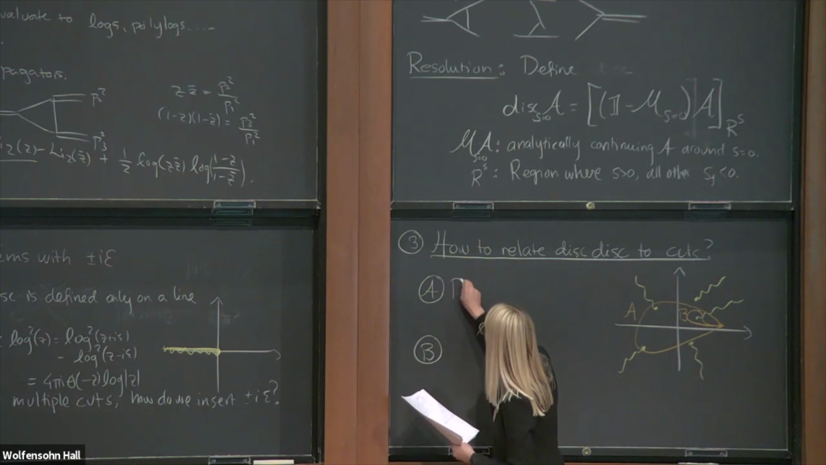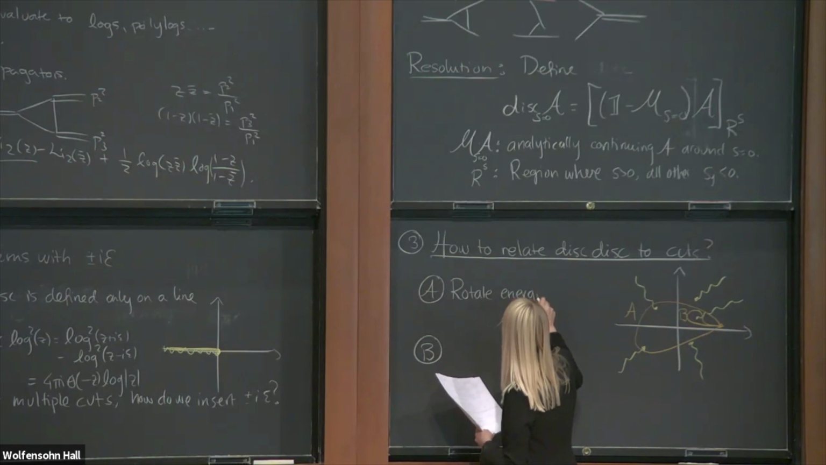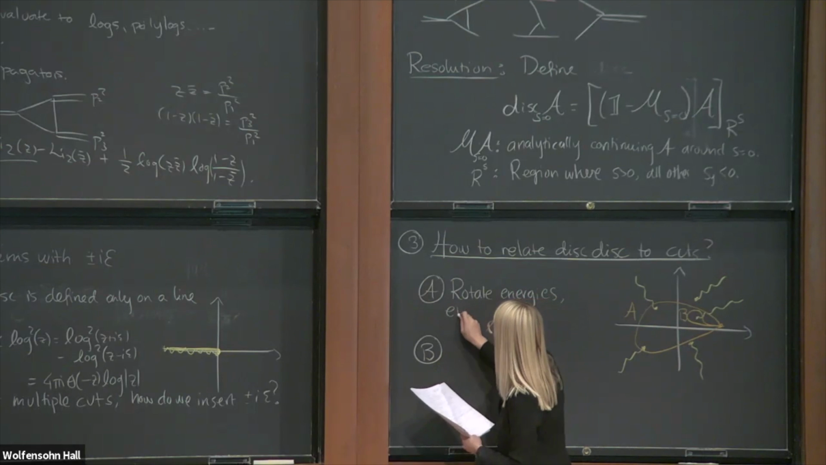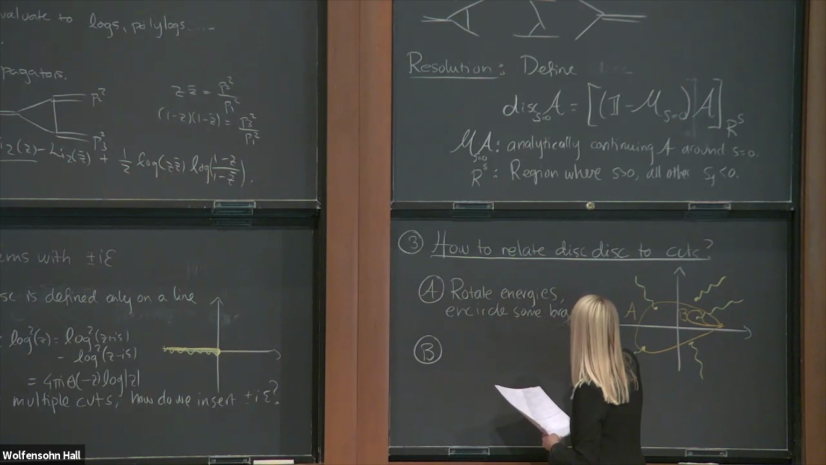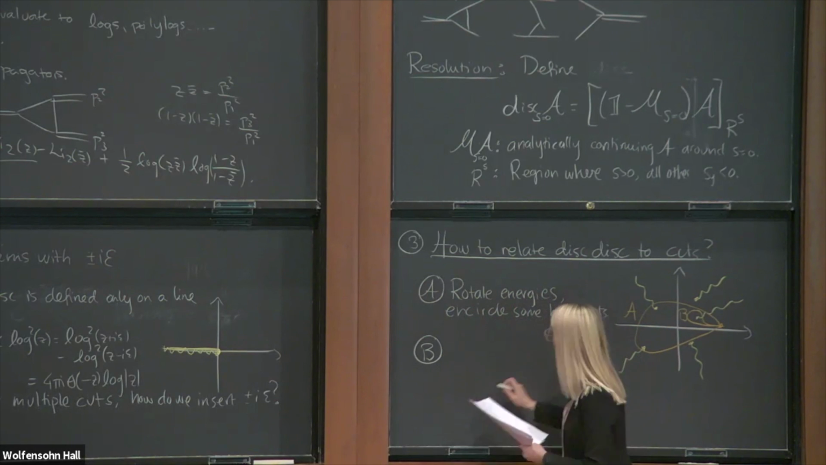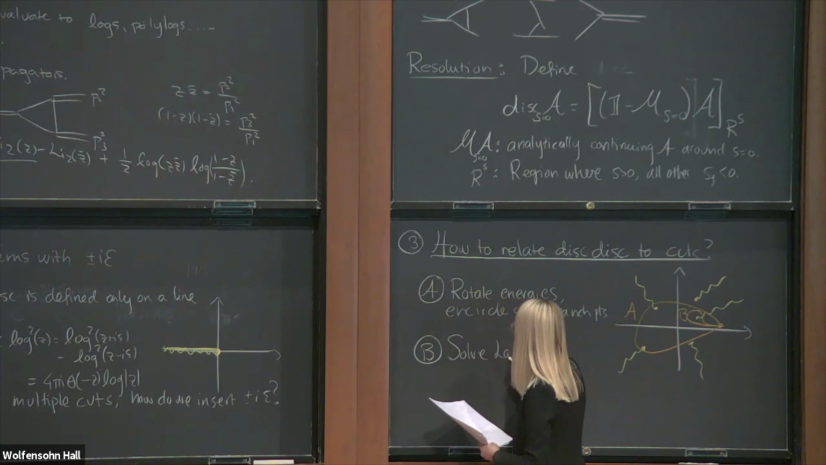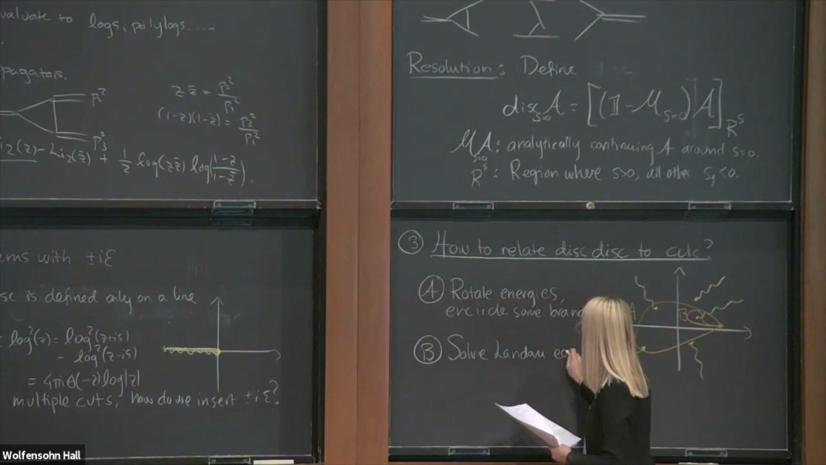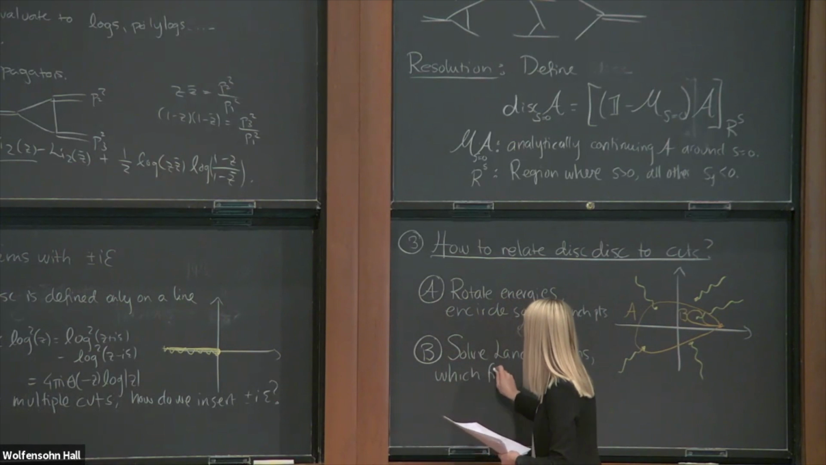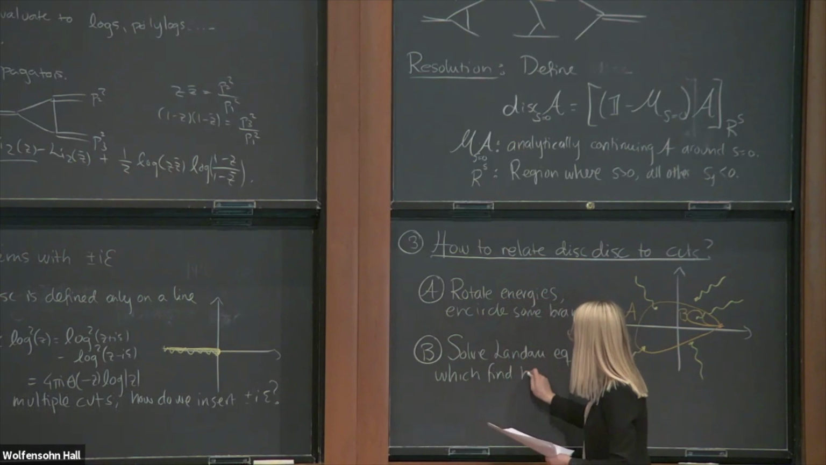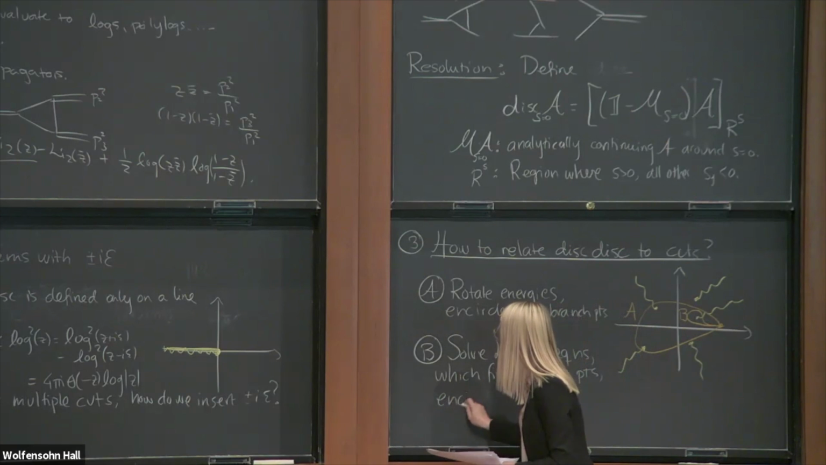So let me say, in A, what we do is rotate the energies and encircle some branch points. While in B, we are going to solve the Landau equations, which I'll talk about later. But the important part is that they find the location of these branch points, and then we will encircle one at a time.